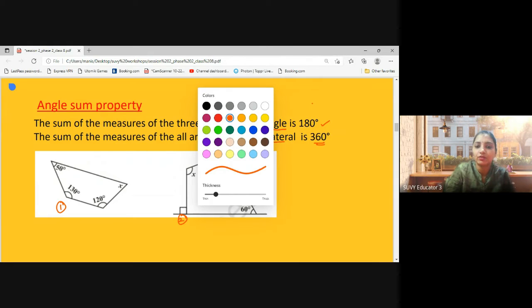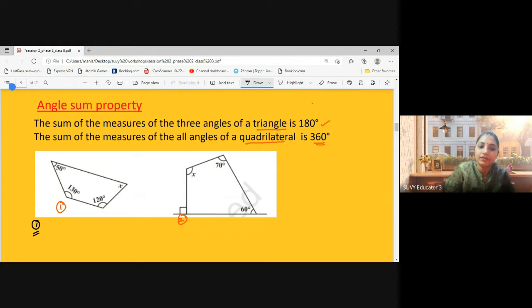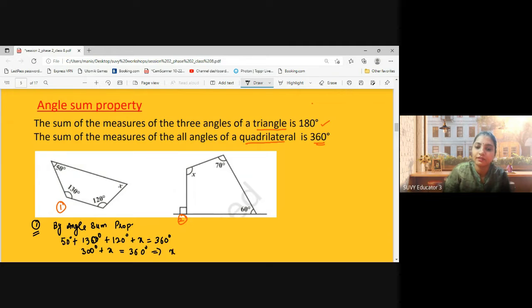So let's get started with question number 1. When we are dealing with question number 1, it is given that... So we can say by angle sum property, you can say 50 degree plus 130 degree plus 120 degree plus x is equal to 360 degree. It means 300 degree plus x is equal to 360 degree, and this implies x for the first question is 60 degree. So this will be the answer for you in this question.